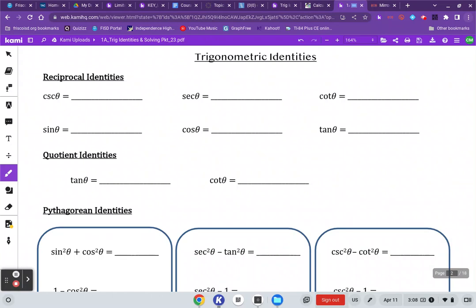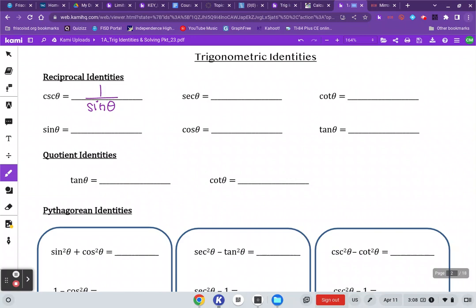So reciprocal identities, we already know what these are. We know our reciprocal pairs. Cosecant of theta is the same as 1 over sine of theta, right? We already knew that sine and cosecant were reciprocal pairs. So this is kind of just stating something that we already knew, and then we're just going to use it today in a different way than we have in the past, perhaps.